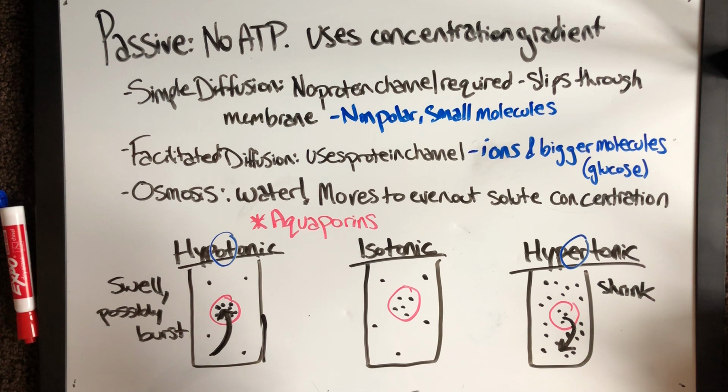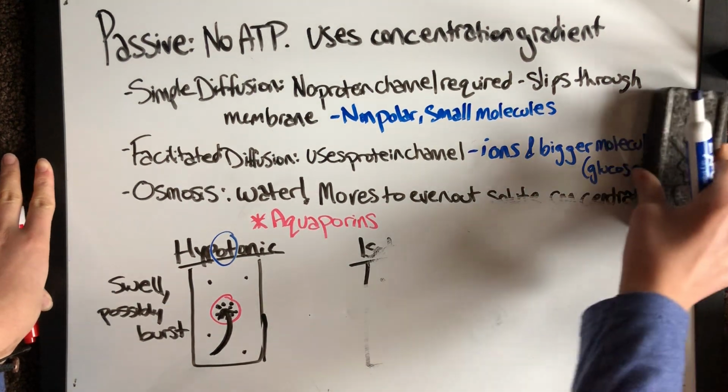So that's all of our passive stuff. Hopefully you have it all written down. If not, pause the video and keep writing. I'm going to erase because I don't have a very big board, and we're going to go over active.